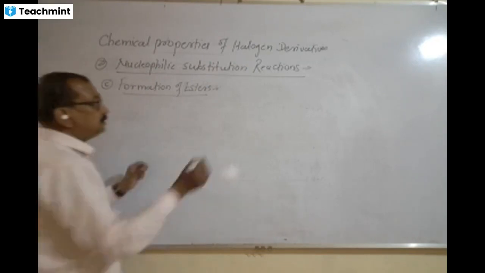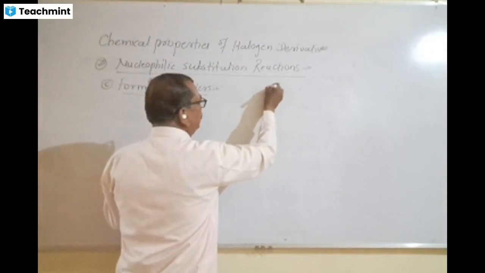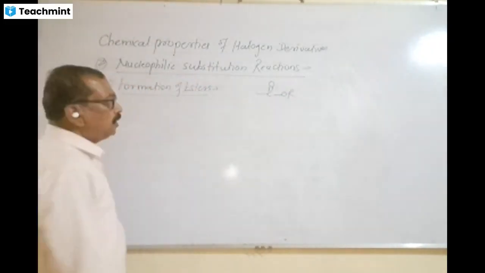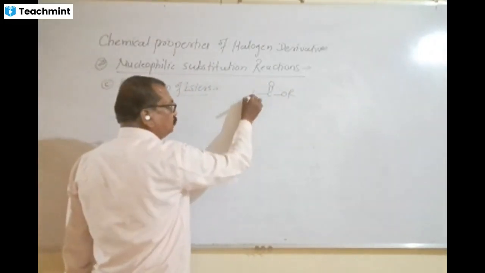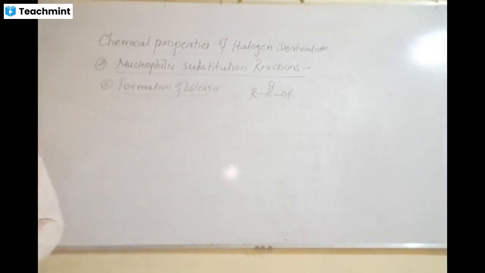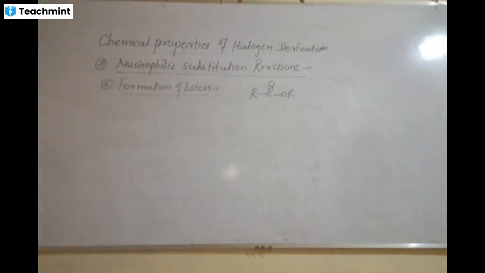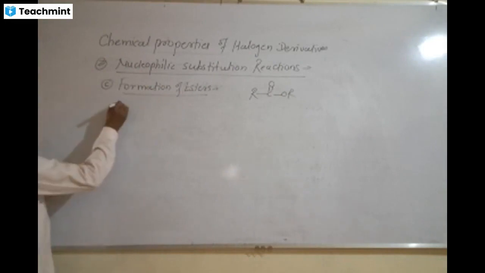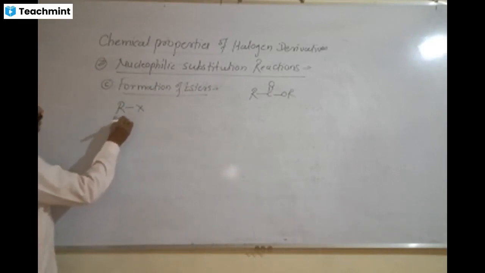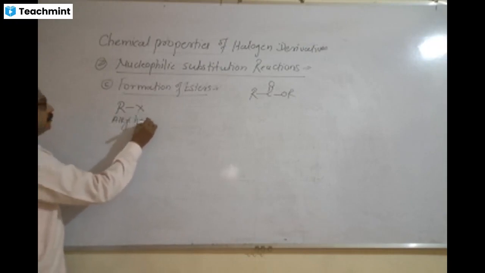And what are esters? Esters are organic compounds containing the C double bond O R group as a functional group. And here this carbon atom is attached to an R group, an alkyl group. Therefore, this is the general formula for ester. Formation of ester. In this formation of ester, when alkyl halides, this is the general formula for alkyl halide.